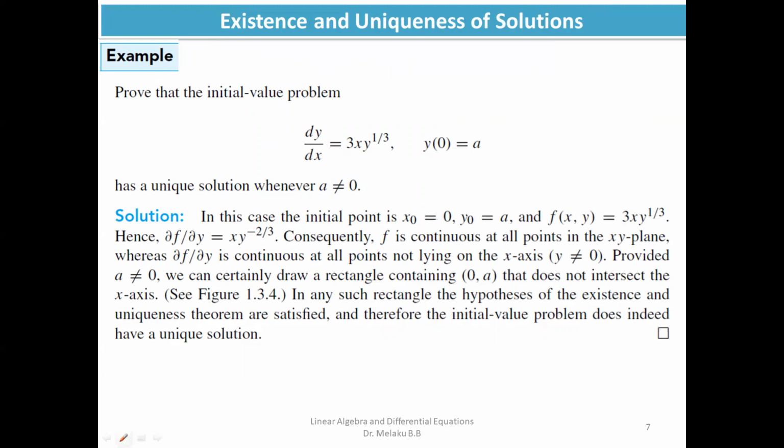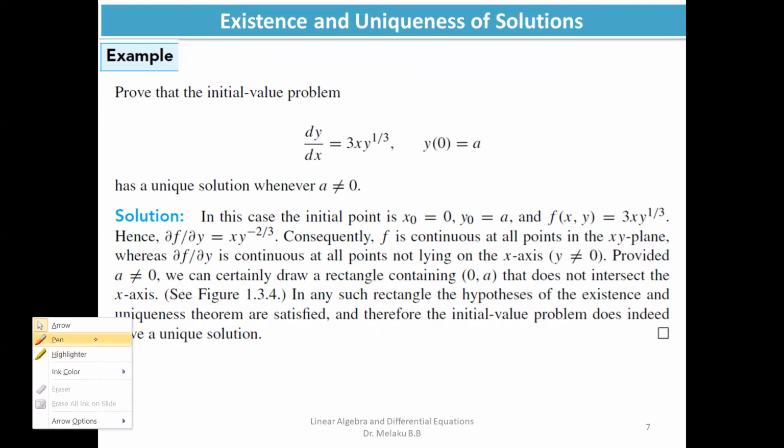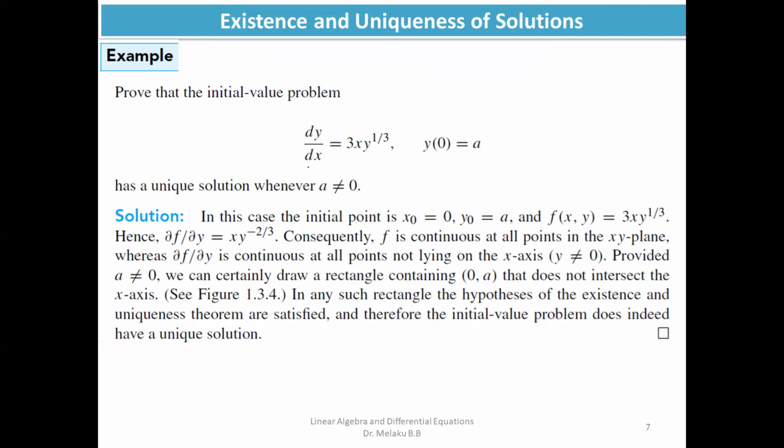Let's see one good example here. The question says, prove that the initial value problem, this one, has a unique solution whenever A is different from 0. We'll see what if A is equal to 0. Now the question is, this initial value problem has a unique solution whenever A is different from 0, it says. What is that? Let's see the conditions in the existence and uniqueness theorem.